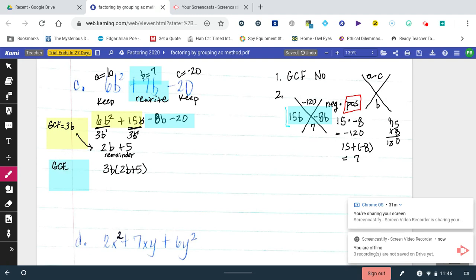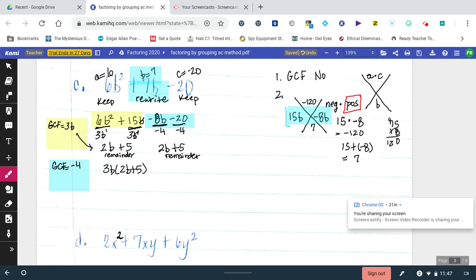Okay. All right, so between -8 and -20, I know the leading term is negative, but the greatest divisor is 4, but I'm going to make it negative. All right, the first term has a b, but the second one doesn't, so the GCF is just -4. So I'm going to divide by the GCF. -8 divided by -4 is +2. So it's going to be 2b, and -20 divided by -4 is +5. So this is my remainder for the block in blue. But I'm going to put it with my GCF. I have a GCF -4 times the remainder.